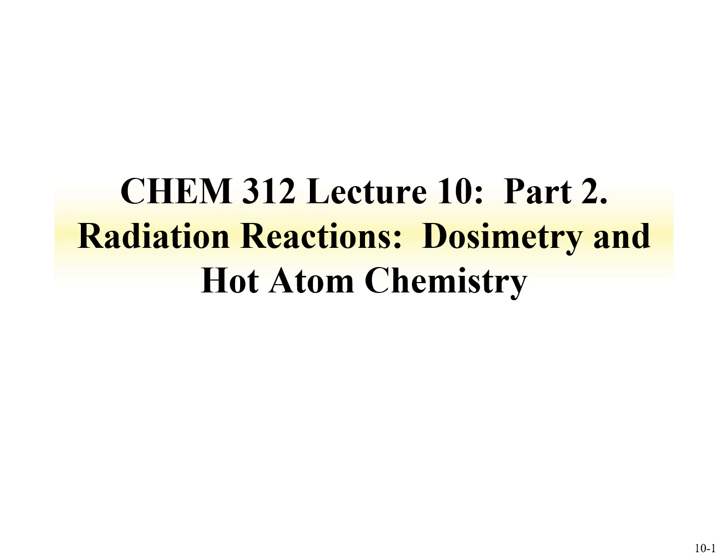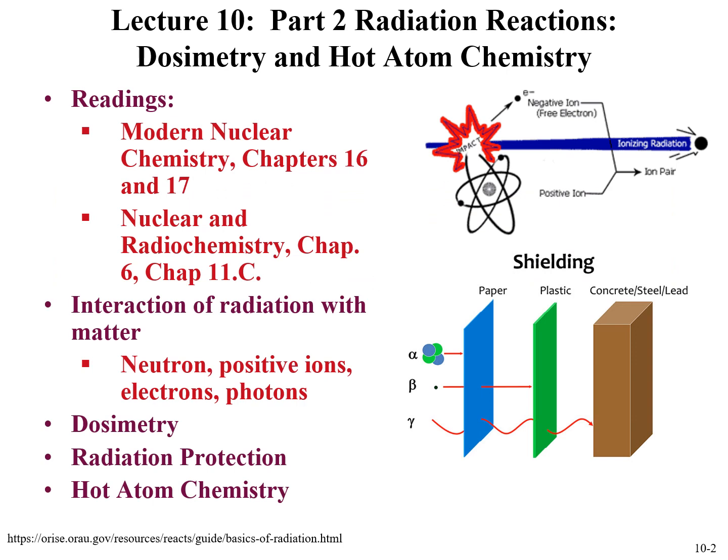Welcome to Part 2 of Lecture 10 for Chemistry 312, Radiation Reactions. This lecture is on dosimetry and hot atom chemistry. The readings for Part 2 are the same as Part 1. Modern Nuclear Chemistry, Chapters 16 and 17. Nuclear and Radiochemistry, Chapter 6 and Chapters 11C.